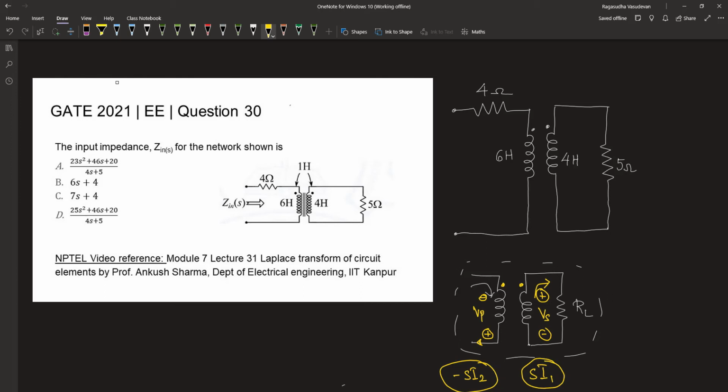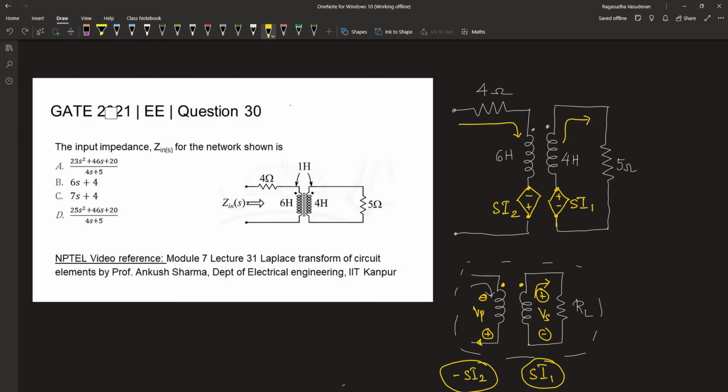Similar is the case in the given problem. The current seems to enter in the dotted terminal of the primary and the current leaves in the dotted terminal of the secondary. Therefore, the positive terminal of it is here and this voltage is S into I2. And this voltage will be plus and minus. This is S into I1. This is the dot rule.